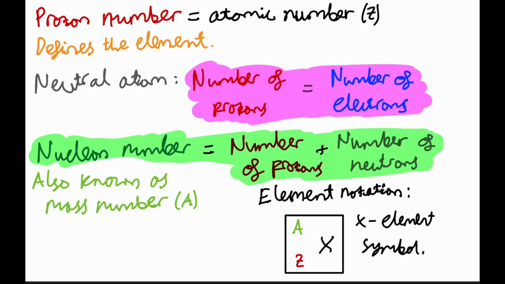So if we put that all together in element notation, as you can see in the periodic table, you have your A at the top, so your mass number or nucleon number at the top, and your atomic or proton number at the bottom, and your element symbol would be on the side. For example, for carbon it will be a C, for oxygen an O, hydrogen an H, the symbols that you see on the periodic table.